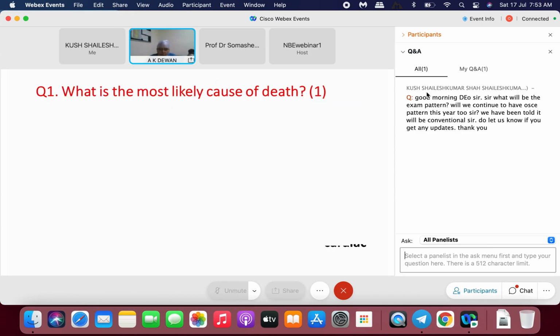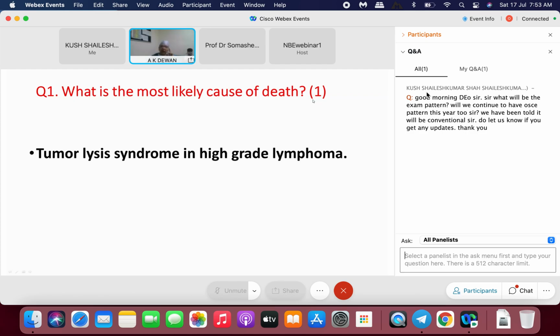So the first question asked to you is, what is the likely cause of death? And mind you, this question is 1 mark only. Okay, so you need to be very precise in this. Because here the answer should be tumor lysis syndrome in a high-grade lymphoma. Okay, don't start justifying and write stories. Not more than this line.